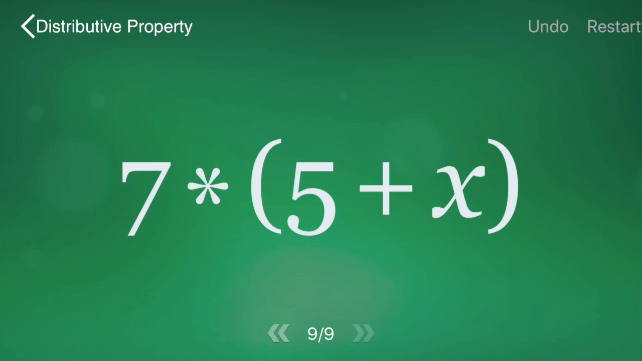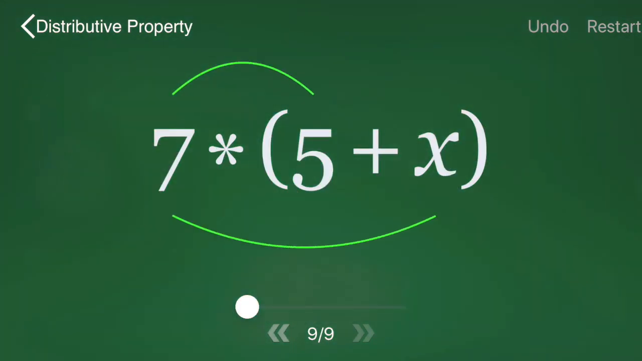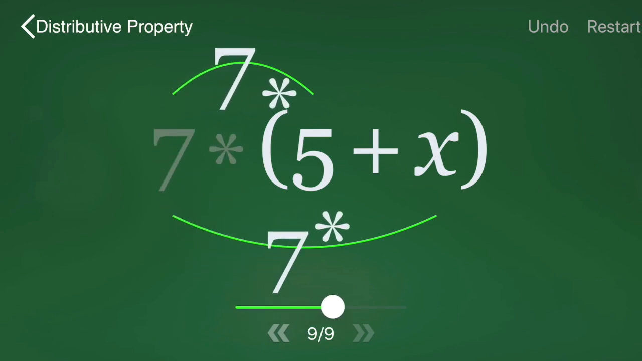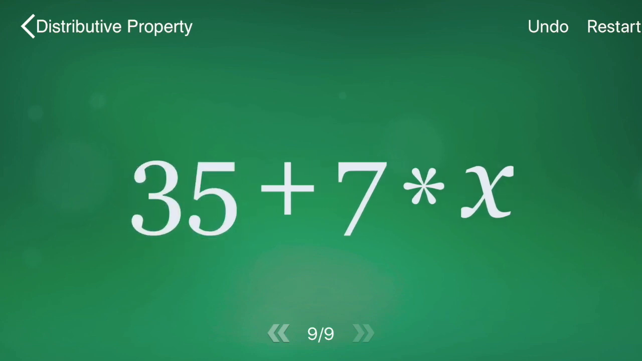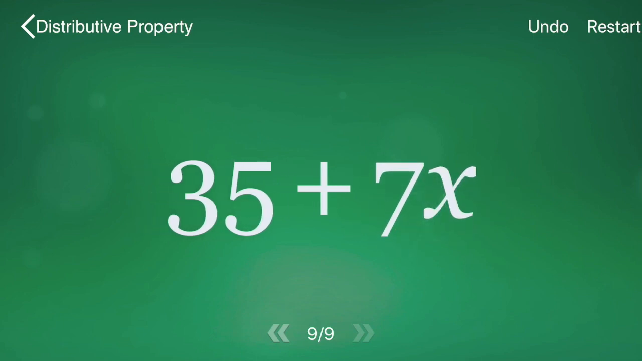Okay, so for number 7, if you didn't know what expanded form looks like, you would simply start to distribute, and then it would show your expanded form. So your expanded form would be 7 times 5 plus 7 times x, and if you wanted to simplify it, you could tap your stars, and it would be 35 plus 7x, and this would be your simplest form.